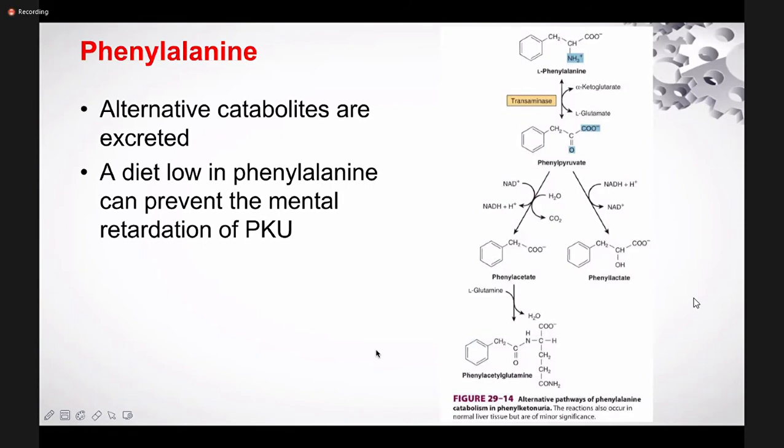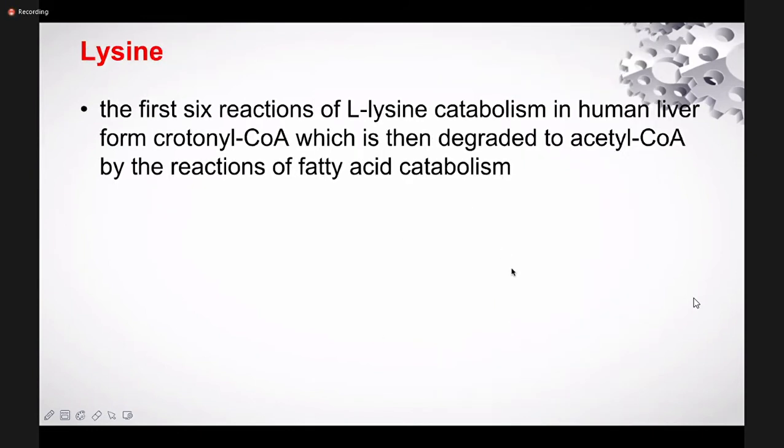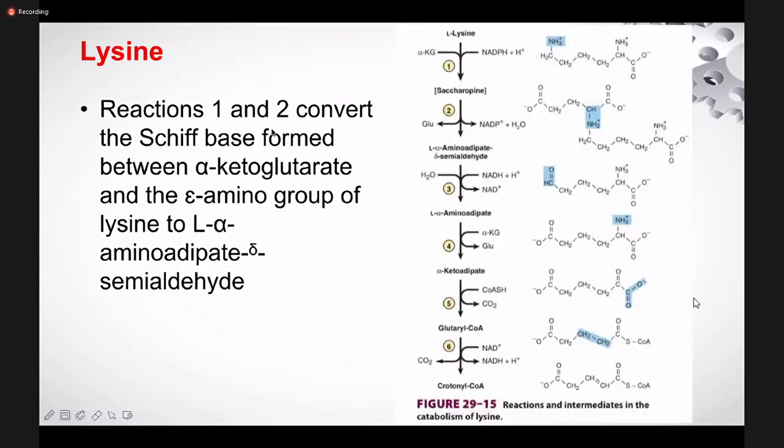Okay, so after phenylalanine, we have lysine. So the first reactions of lysine catabolism in the human liver form crotonyl-CoA, and this crotonyl-CoA is degraded to acetyl-CoA by the reactions of fatty acid metabolism. So to form crotonyl-CoA from lysine, there are actually 6 reactions.